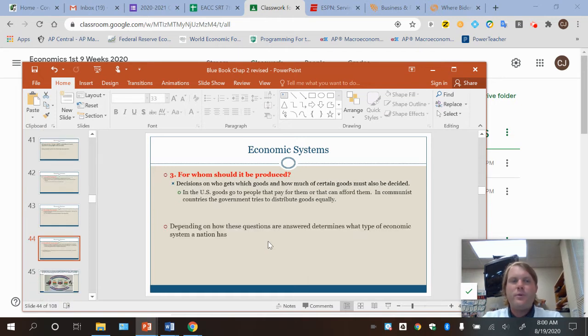Okay. And then the last thing we got to figure out is who gets what. So when we figure out who gets what, in the United States, it's simple. We just figure out who can pay for it, right? I have to be able to afford it, which has some challenges, right? There's some people that are at a disadvantage as you go through and look at some of the challenges our country has. On the flip side, if a government's going to decide who gets what, they distribute that stuff evenly. That could be the other extreme.